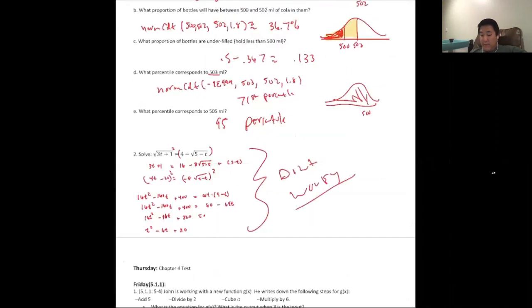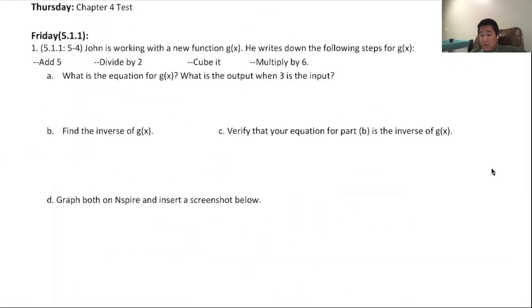I'm going to do 5.12. I was working on a new function g of x. He writes the following steps: add 5, divide by 2, cube it, and multiply by 6. Write the equation, so an equation for g of x.